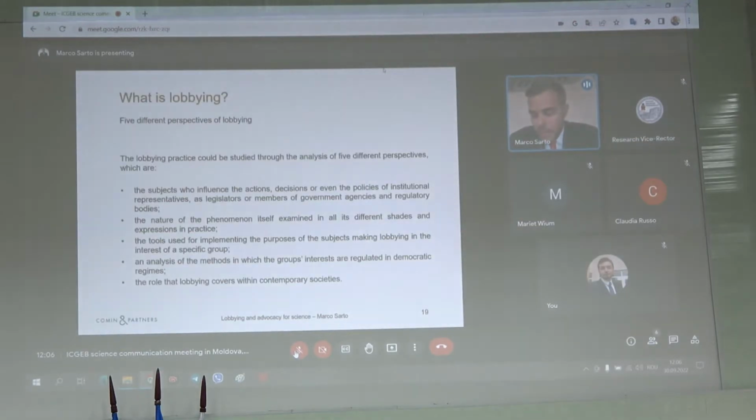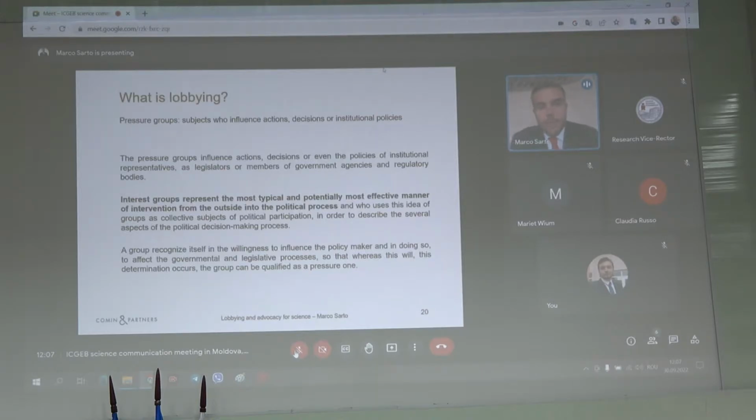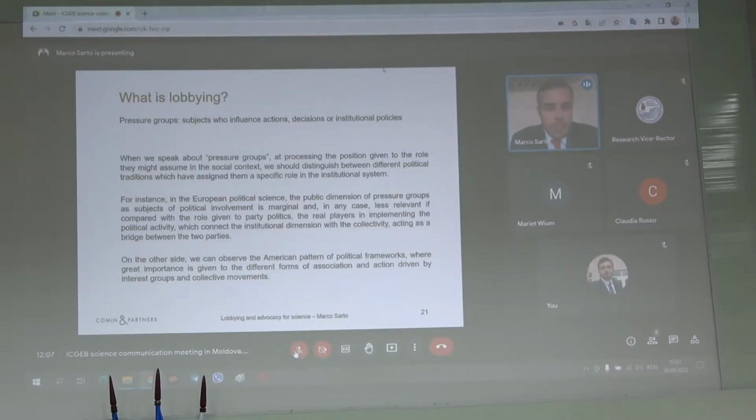And talking about lobbying, we may say that we could analyze this phenomenon using 5 different perspectives: the subject who influences action, the nature of the phenomenon itself, the tools used for implementing the purposes of the subject making lobby, the analysis methods in which the group's interests are regulated in democratic regimes, and the role that lobby covers within society. We may say that pressure groups influence actions, decisions, or even the policies of institutional representatives such as legislators or members of government agencies and regulatory bodies. And this is important because the power and influence of pressure groups are related to the position that the pressure groups might assume in the social and constitutional context.